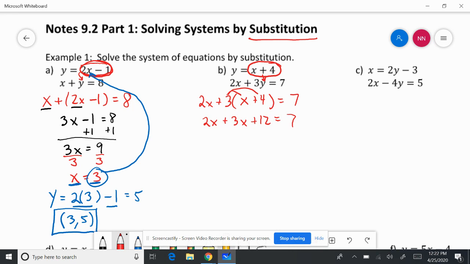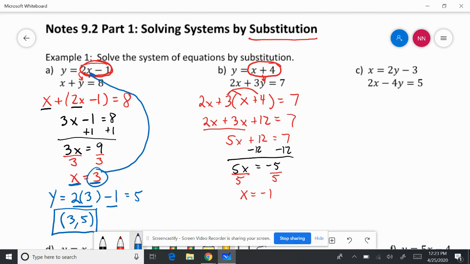Next thing I'm going to do is add my like terms. So I have 5x plus 12 equals 7. I'm going to subtract 12 on both sides, and I get 5x is equal to negative 5. Then I'm going to divide each side by 5. So x is equal to negative 1.